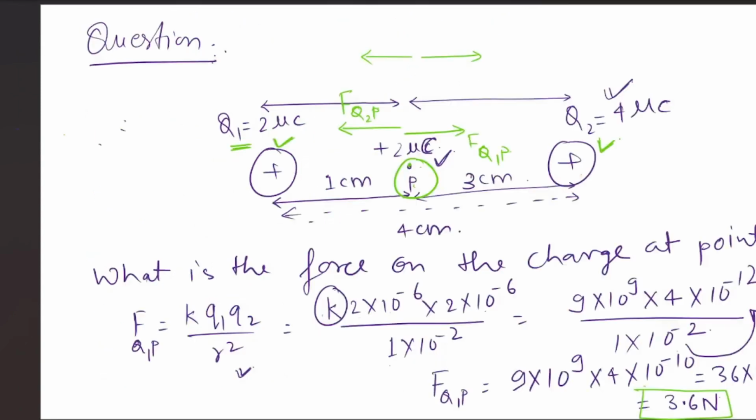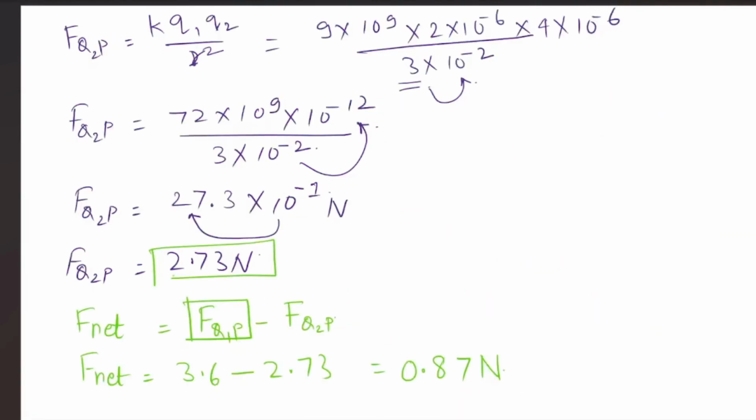And if we go to the diagram once again, it means the force acting at point P on the charge of 2 microcoulomb would be towards the right side, because this FQ1P is pointing towards the right side. So 0.87 Newton of force towards right side.